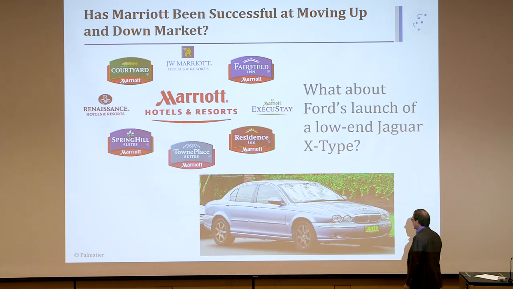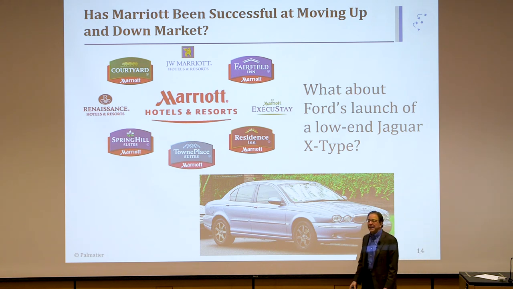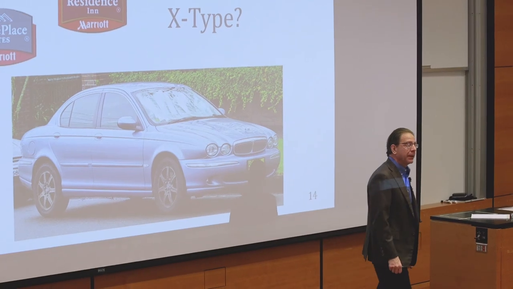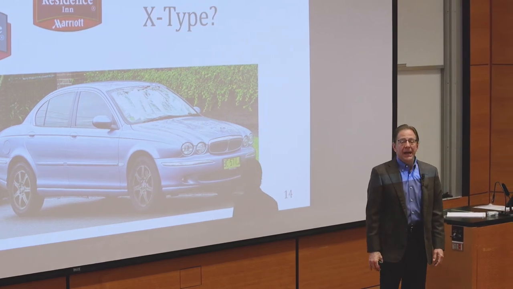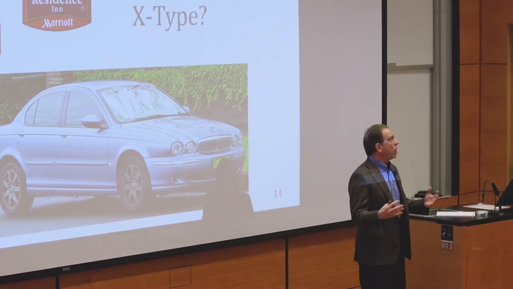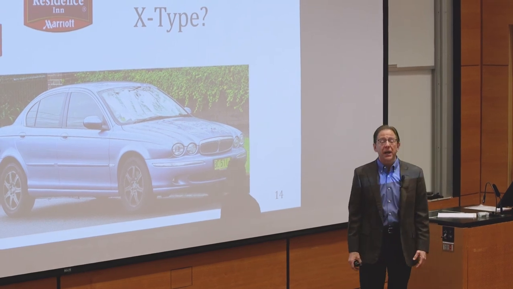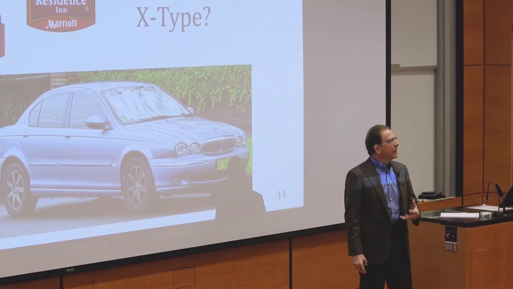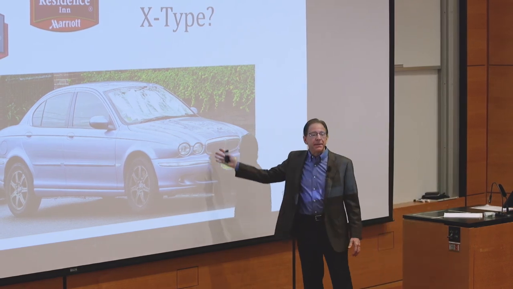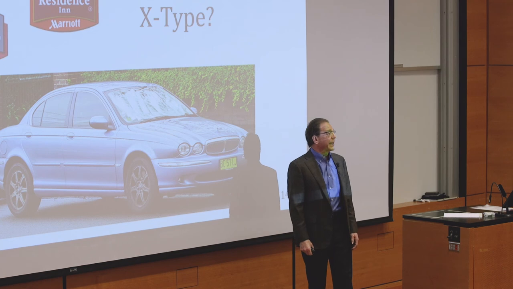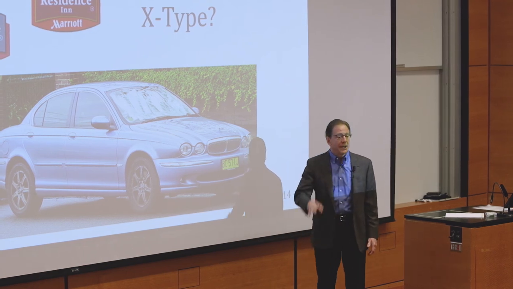Now here's an example of an extension that did not work very well. Ford Motor Company bought Jaguar. And they said, wow, we can make a Jaguar a lot cheaper by placing it on a frame that was made by Ford, and we're gonna go down market. So they took a car that normally cost about $65,000 and had a lot of brand equity and status associated with it, and they launched it at the mid-$35,000, $38,000. So what's the problem about doing that?